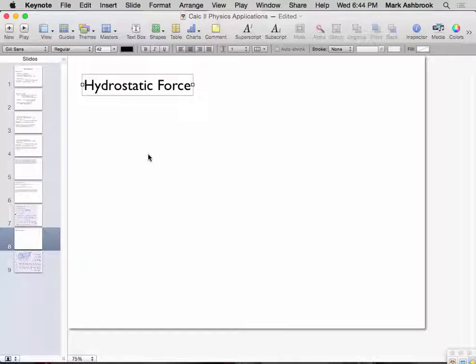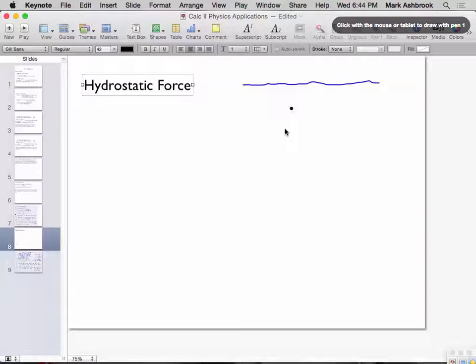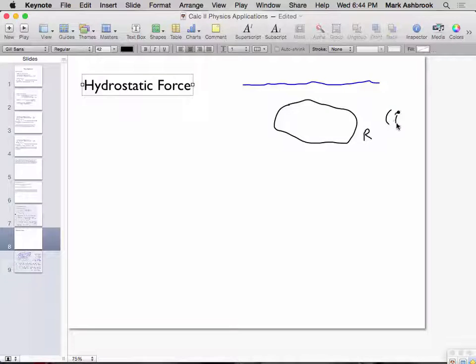Okay, so hydrostatic force, so what happens is underwater, if you have some vertical region, like a vertical plate, wall, etc., then what happens is that the pressure on that thing varies with depth. The deeper you go underwater, the higher the pressure is.